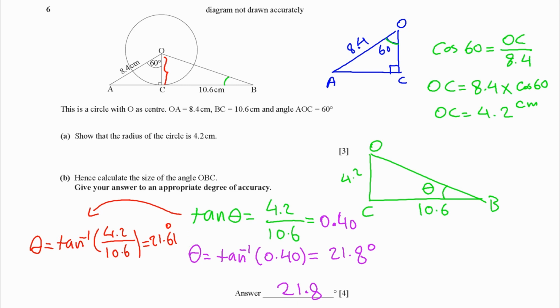And as you can see, there is a bit of difference between 21.61 and 21.8. I would assume that this would be acceptable if you just write 21.8, but a better solution is to not round up the numbers and put the whole number as a fraction into the tan minus 1 to get a more accurate answer. So I do recommend that you do this. So a better answer here is 21.61 degrees.